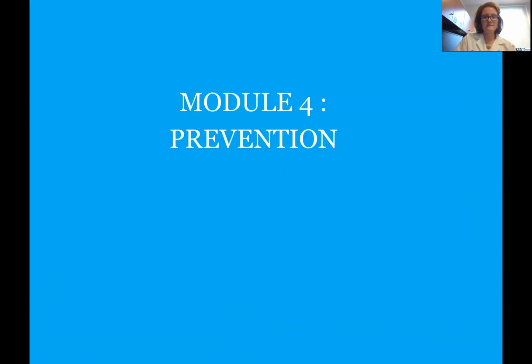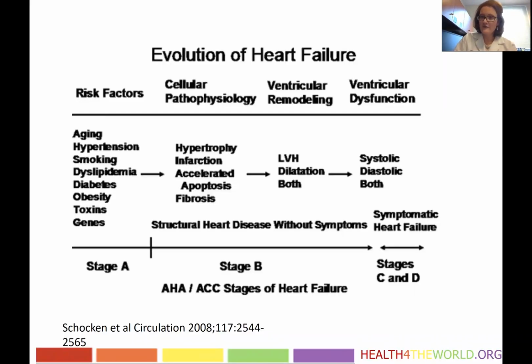Prevention. So in general, there is an evolution of heart failure that occurs in every patient, and that we can think of on the patient level and also at a population level as well. So when we think about the traditional risk factors for heart failure, they include aging, hypertension, smoking, high cholesterol, diabetes, obesity, various toxins, and for some patients, a genetic risk of developing heart failure.